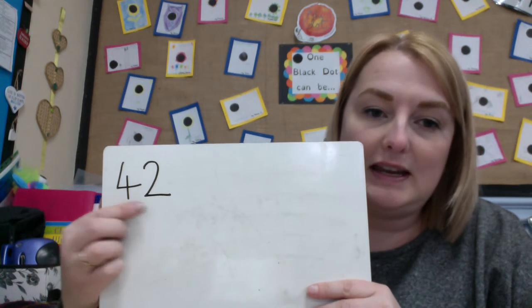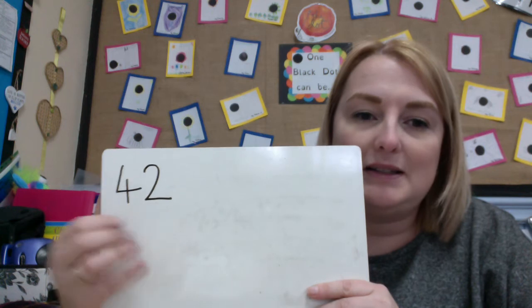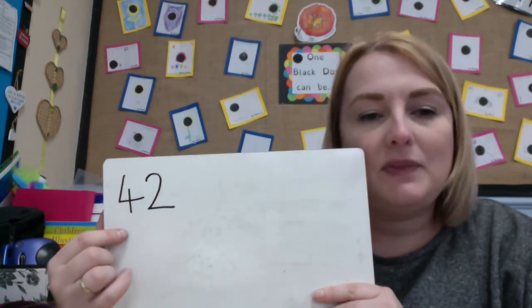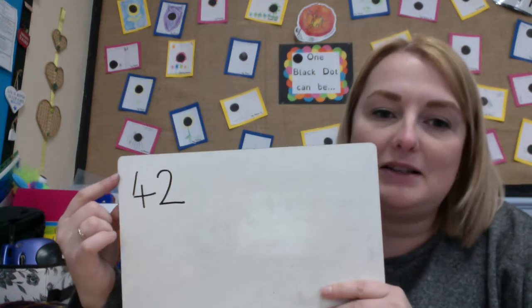Let's have a little look at Numicon. So I'm going to choose, what number should I choose for Numicon? Might go a bit higher, I might choose the number 42. That's a big number. So I write my number down, I have a look at it, 42. You can either start with your ones or your tens. I don't think it matters which way round you do it when you draw it. I'm going to start with my tens this time. So there is a 4 in my tens column, so that means I need 4 lots of 10.